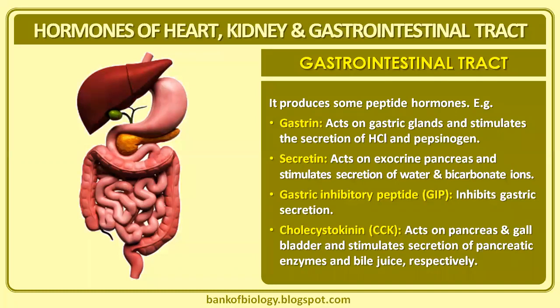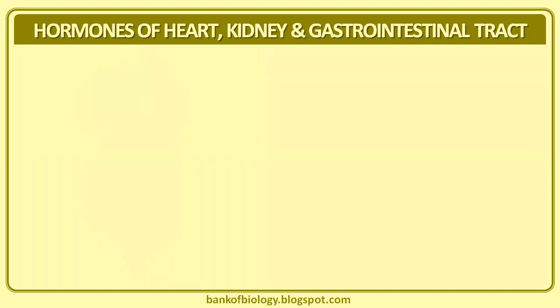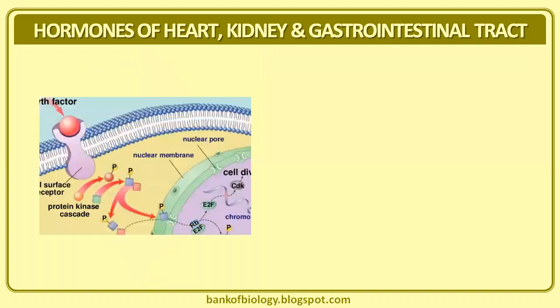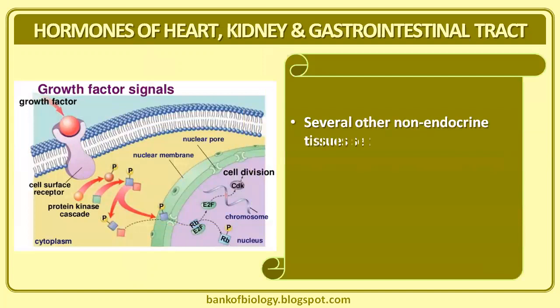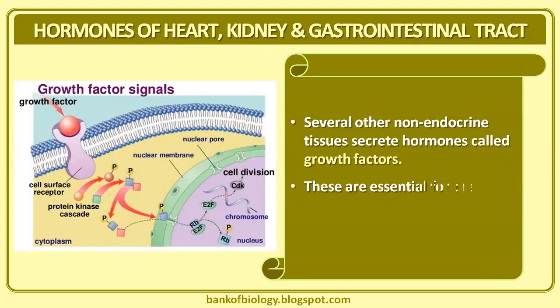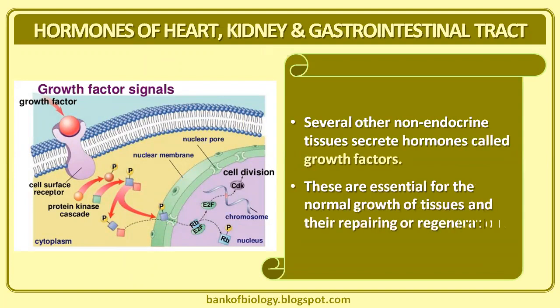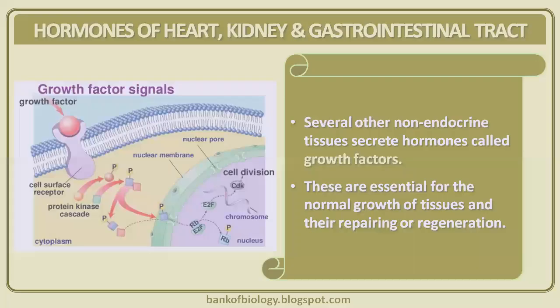The secretin acts on the exocrine pancreas and stimulates the secretion of water and bicarbonate ion. The gastric inhibitory peptide, we said, inhibits the gastric secretion. Cholecystokinin acts on the pancreas and gallbladder and stimulates the secretion of pancreatic enzymes and bile juice respectively. The hormonal action we discussed in detail in the earlier class, so I'm going through it briefly here. Several other non-endocrine tissues secrete hormones called growth factors, essential for the normal growth of tissues and for repair and regeneration.